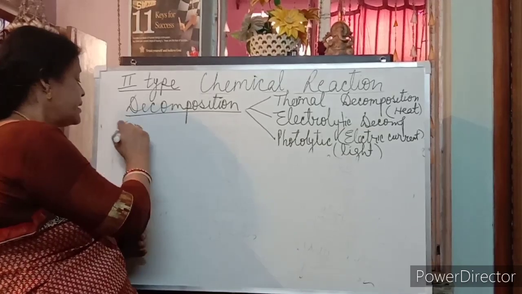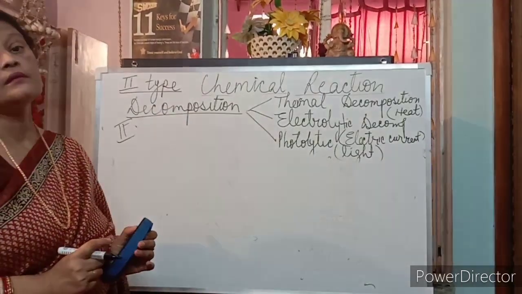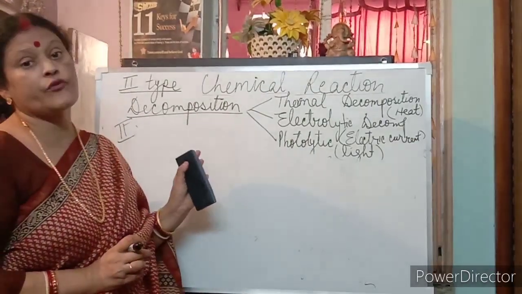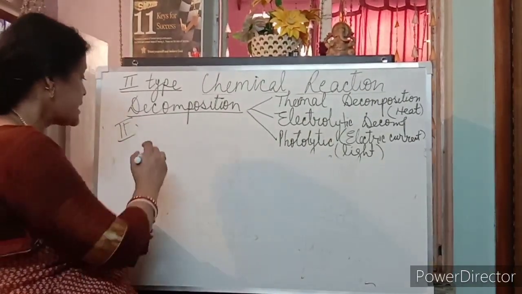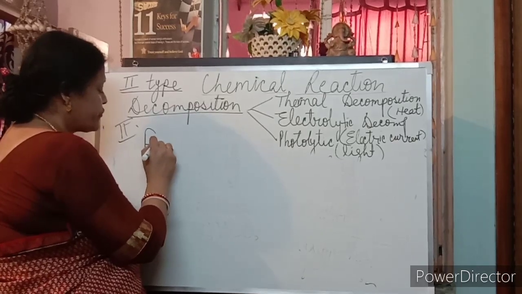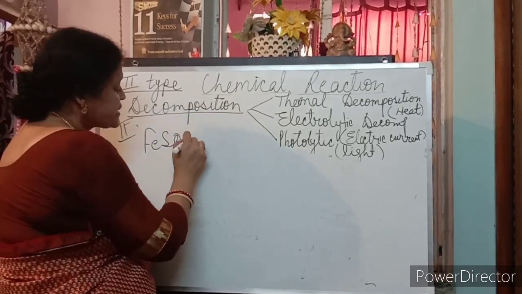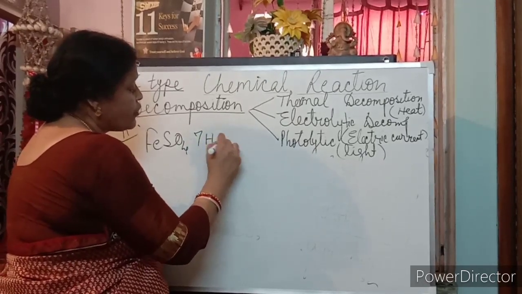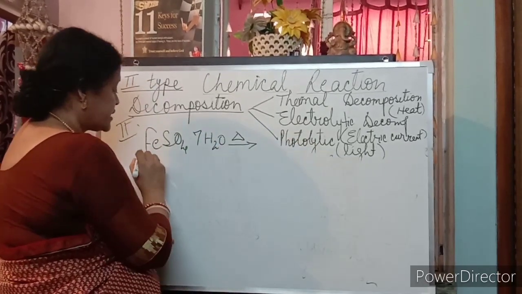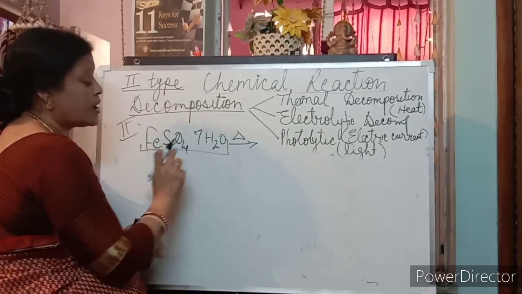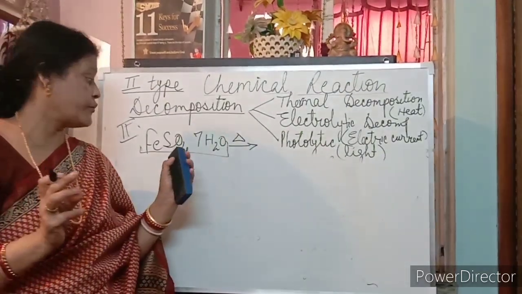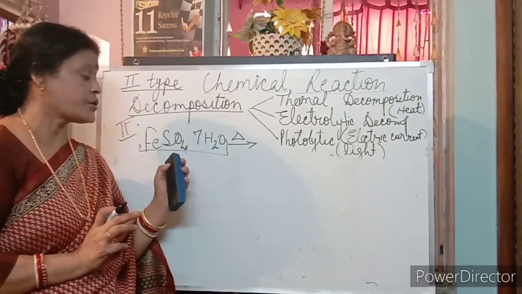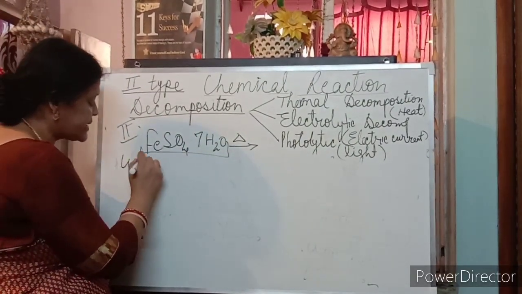Now the second example is heating, that is, in presence of heat, FeSO4 decomposes. First we will take FeSO4 crystals. What is the meaning of FeSO4.7H2O when I am heating it? This is called hydrated FeSO4. Hydrated means 7 water, or this crystal is also known as water of crystallization.